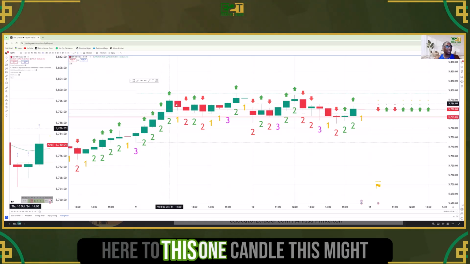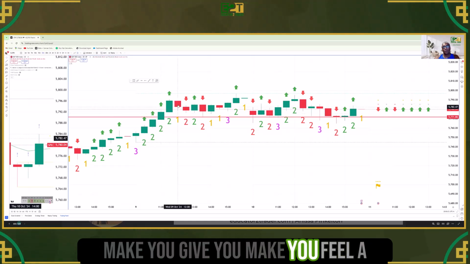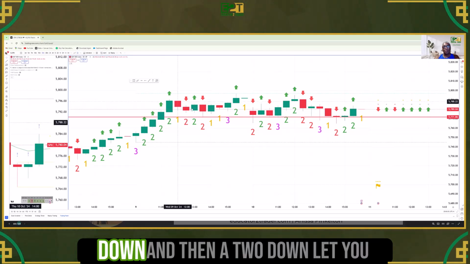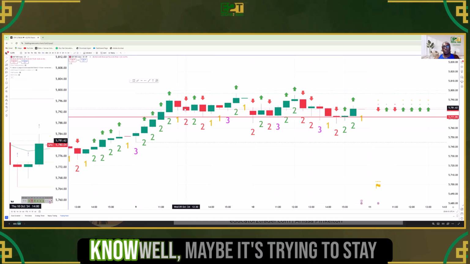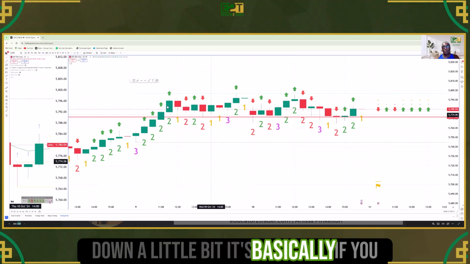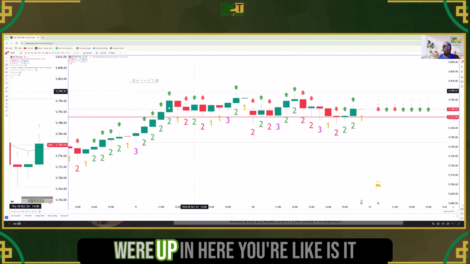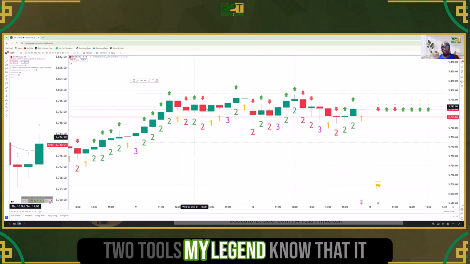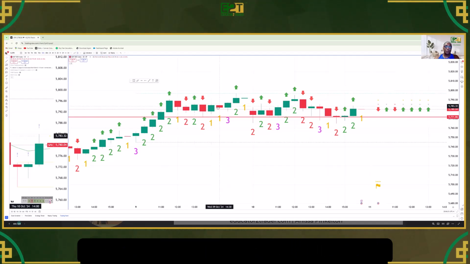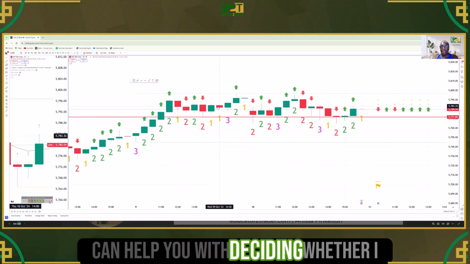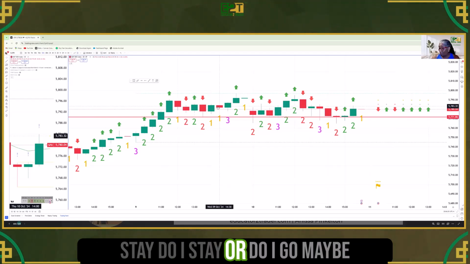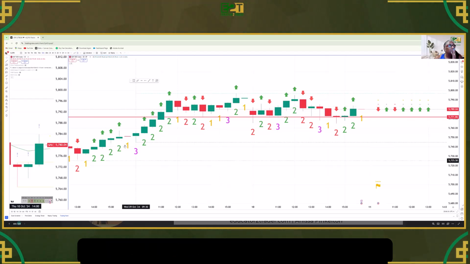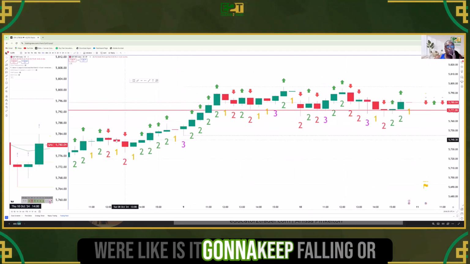Now, if you get to this one candle, this might make you feel a little better. Okay, the one candle at least means that it's slowed down. And then a two down lets you know, well, maybe it's trying to stay down a little bit, especially if you had something higher. Now, if you were up in here, you'd wonder, is it coming back? You'd watch to see, does it keep coming back? And these two twos might let you know that it might not be back. It can help you with deciding whether to stay. Do I stay or do I go? Maybe the price had been falling, and you were wondering, is it going to keep falling or not?